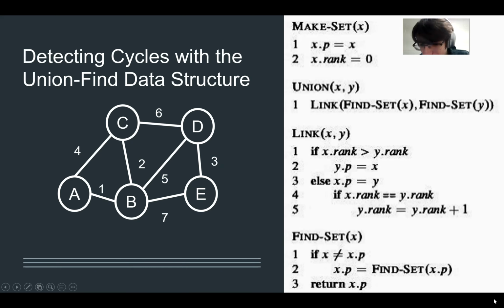And then for find set, you're just making sure X is not its own predecessor, and if it's not, then you find the set that its predecessor belongs to. And yeah, that's about it.